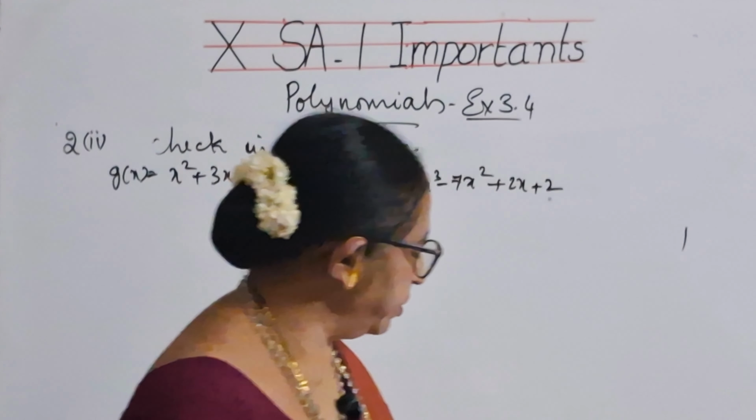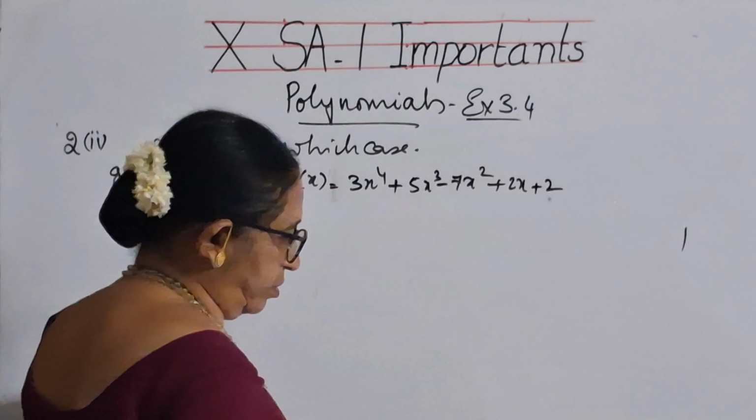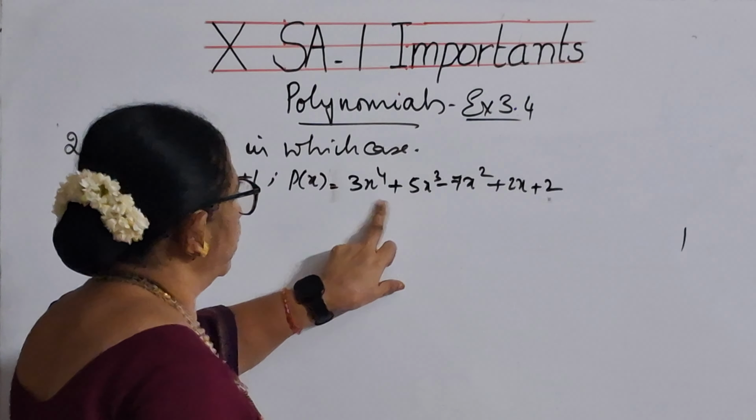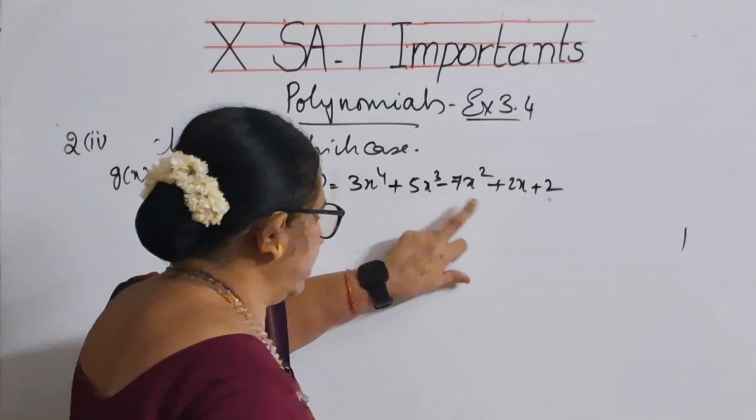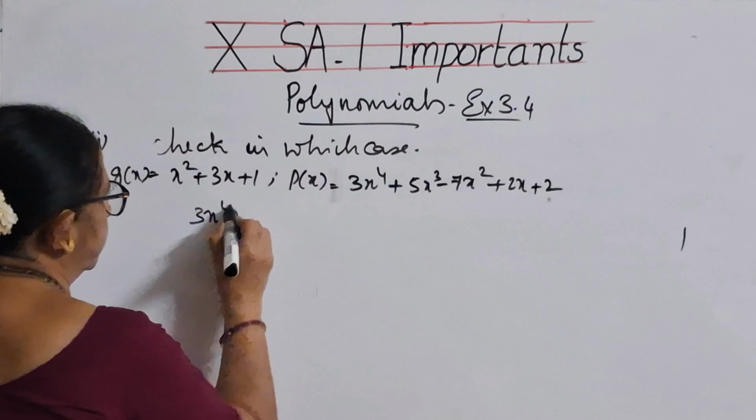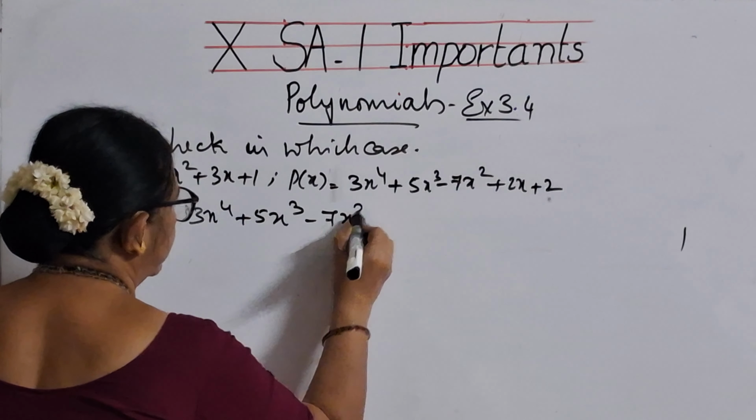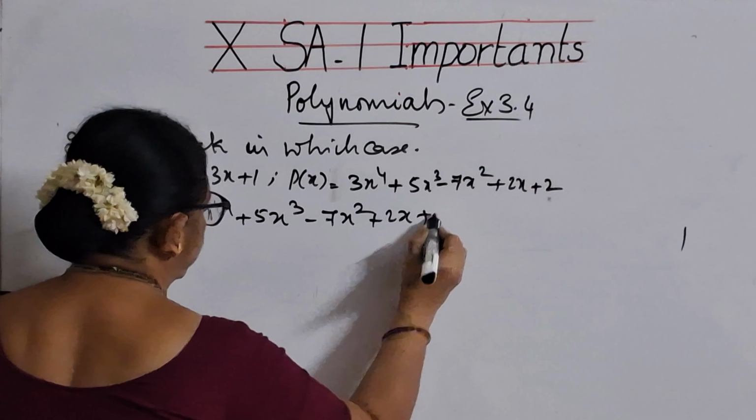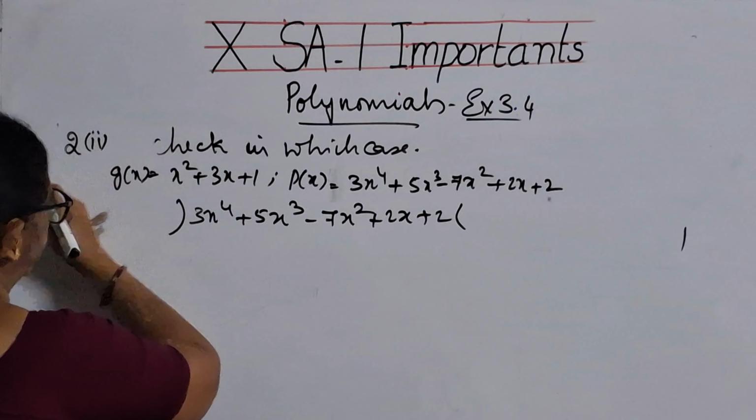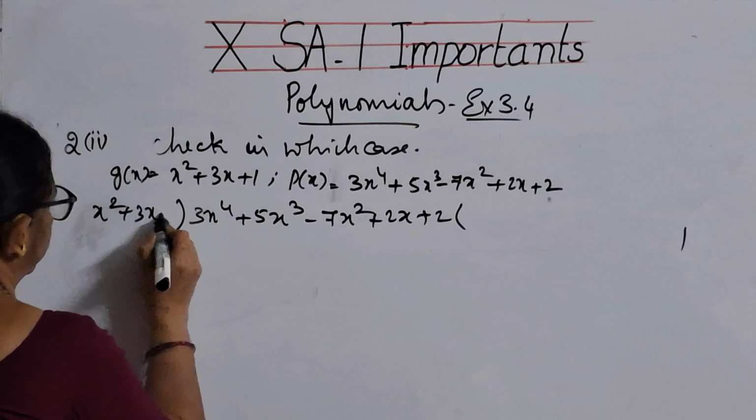Now the second problem, second bit, children. We have got g of x as x square plus 3x plus 1, and this is p of x is 3x to the power of 4 plus 5x cube minus 7x square plus 2x plus 2. So take 3x to the power of 4 plus 5x cube minus 7x square plus 2x plus 2 divided by g of x. How much is g of x? g of x is x square plus 3x plus 1.